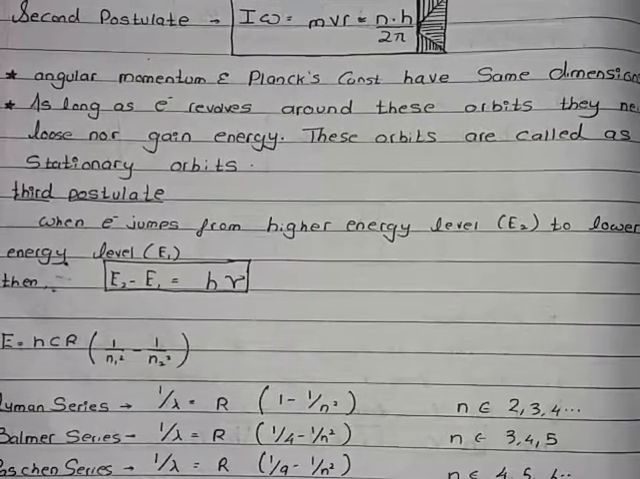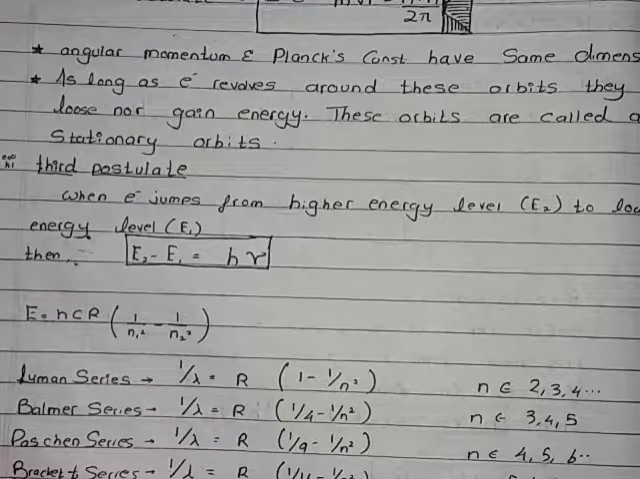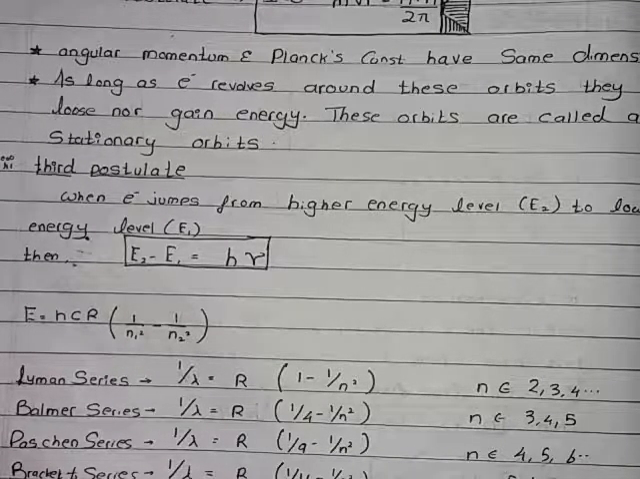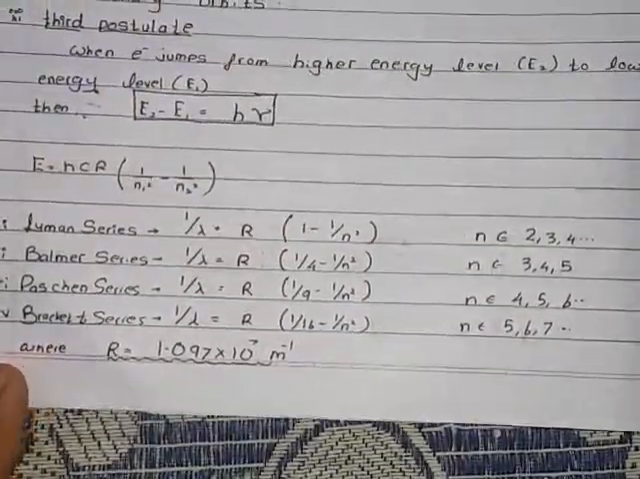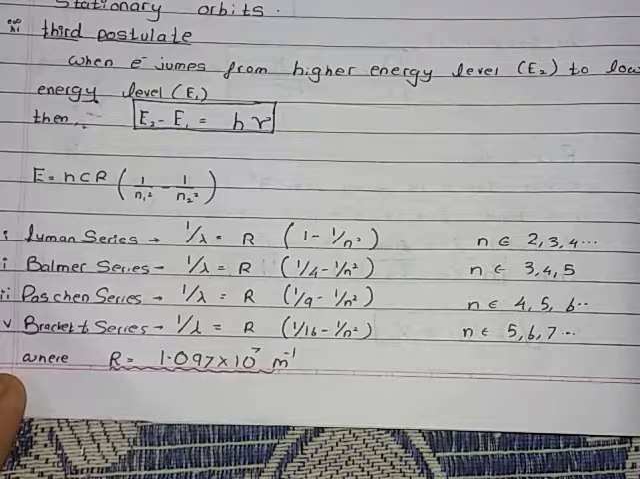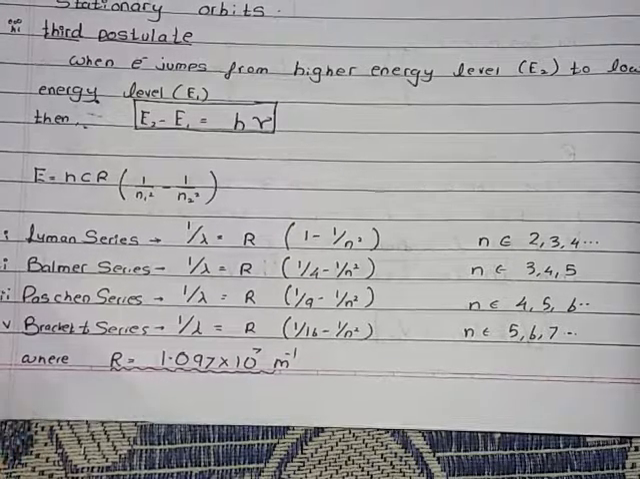then E2 minus E1 equals hc by lambda. 1 upon lambda equals R into 1 upon n1 square minus 1 upon n2 square, where R is Rydberg's constant. Now the Lyman, Balmer, Paschen, Brackett series. Lyman series: 1 upon lambda equals R into 1 minus 1 upon n square, where n can be any integer, any other orbit.